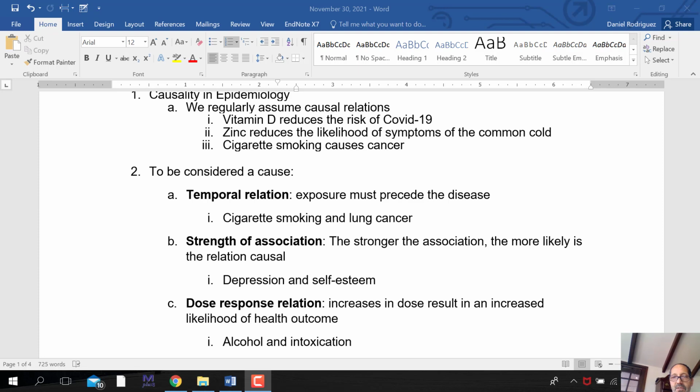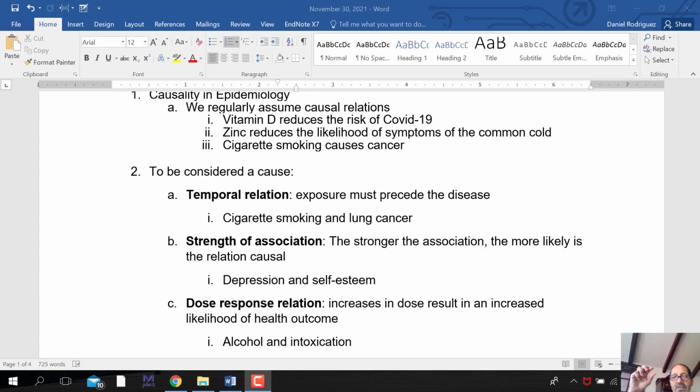So the first is a temporal relation between variables, right? Between the cause, the putative, not known but assumed cause, and the effect. For instance, with cigarette smoking and lung cancer, we do have a temporal relation. Exposure precedes disease. It's very rare that somebody with lung cancer would start smoking. So it would be hard to conclude that lung cancer causes smoking, but cigarette smoking precedes lung cancer. So it is possible then that it's a cause.